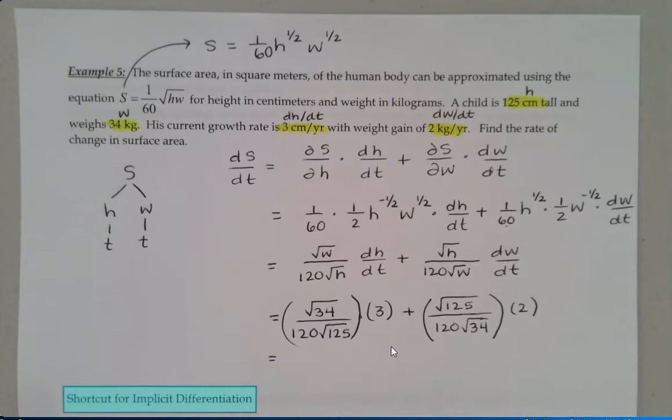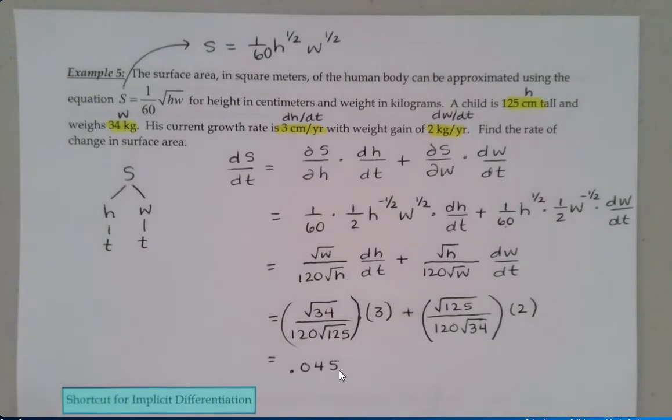When I did all of that, I got about 0.045. A really small number, but hopefully it makes sense that it should be. The surface area is being measured in square meters. A square meter is a lot of area, right, when you're thinking about your skin. So the surface area of this child's body is increasing at the rate of 0.045 square meters per year.